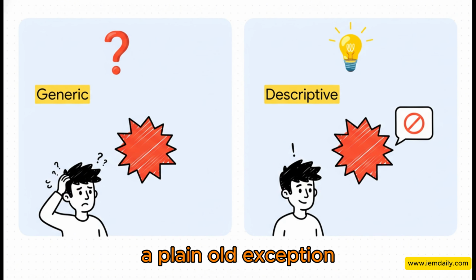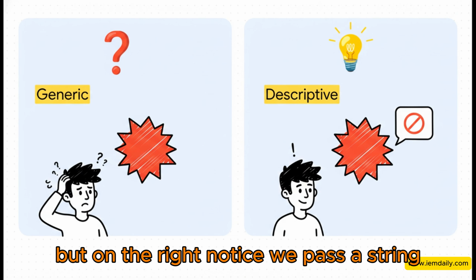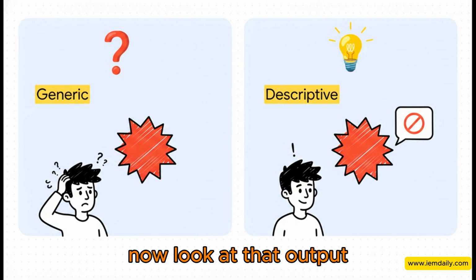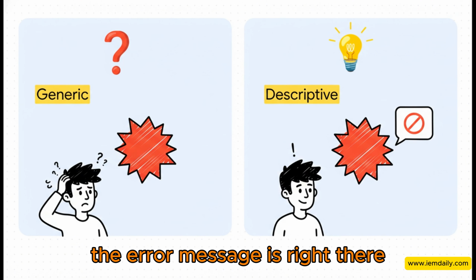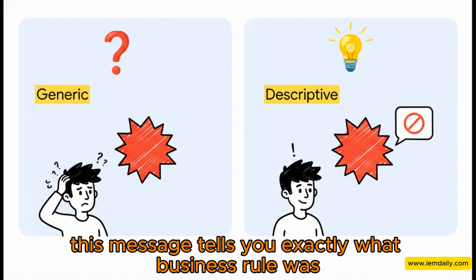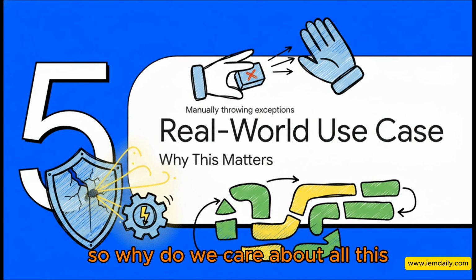Look on the left, a plain old exception. The output just tells you the type. But on the right, notice we pass a string, a message, right into the constructor. Now look at that output. The error message is right there. Imagine you're debugging months later. This message tells you exactly what business rule was broken. It's a lifesaver. So why do we care about all this?